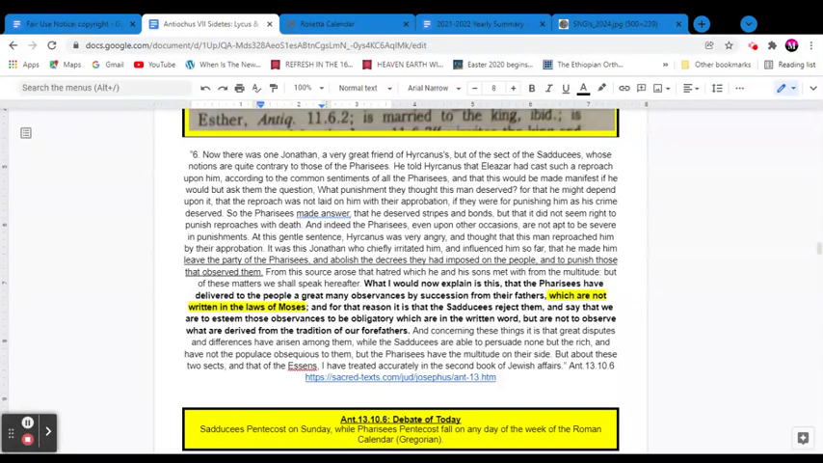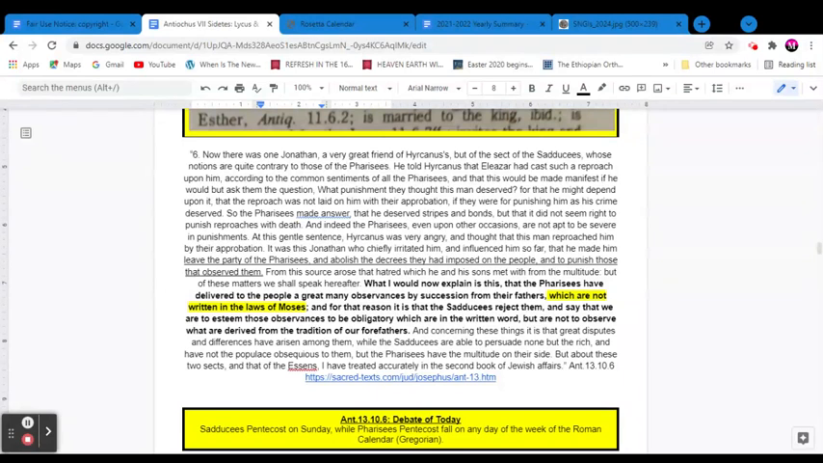Now, there was one Jonathan, a very good friend of Hyrcanus. Hyrcanus is the high priest of Israel, the same high priest that accompanied Antiochus the VII to the battle at the Lycus River. Jonathan was a great friend of his, but of the sect of the Sadducees, whose notions are quite contrary to those of the Pharisees. So this lets us know that Jonathan was from the sect of the Sadducees. Yet these two guys were good friends.